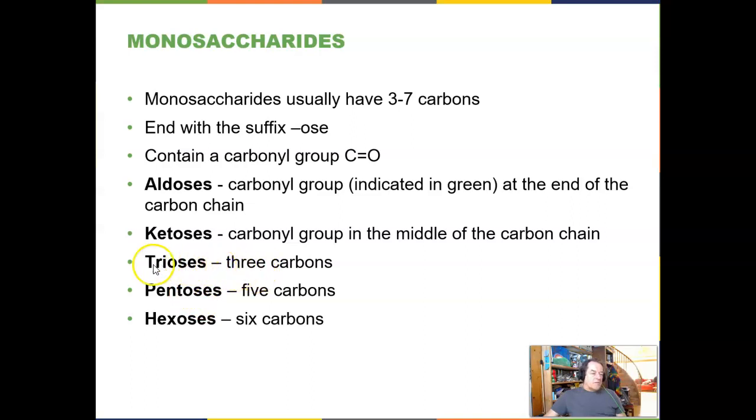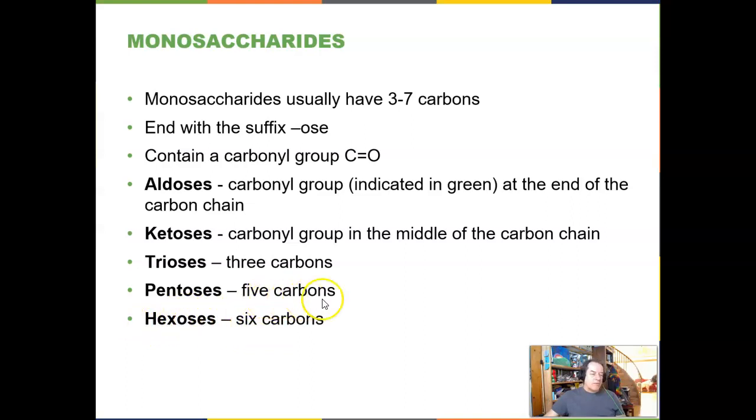We've got some names here. 3-carbon sugars are called trioses, 5-carbon sugars are called pentoses, and 6-carbon sugars are called hexoses. That's just a name for the class of sugars. So glucose, which has 6 carbons in it, is a specific example of a hexose.